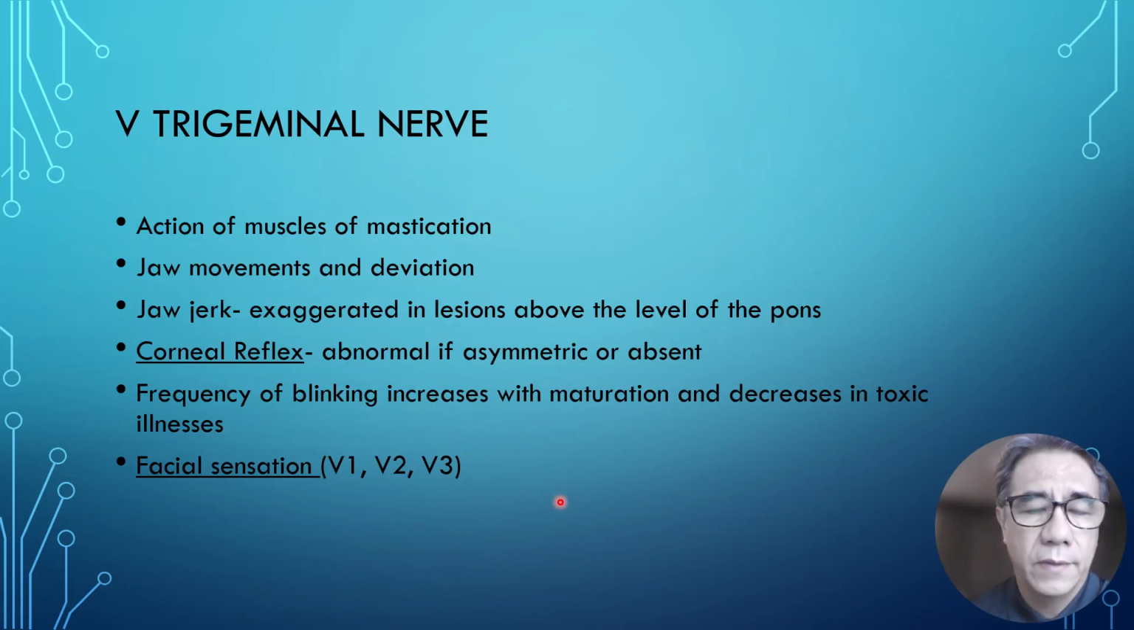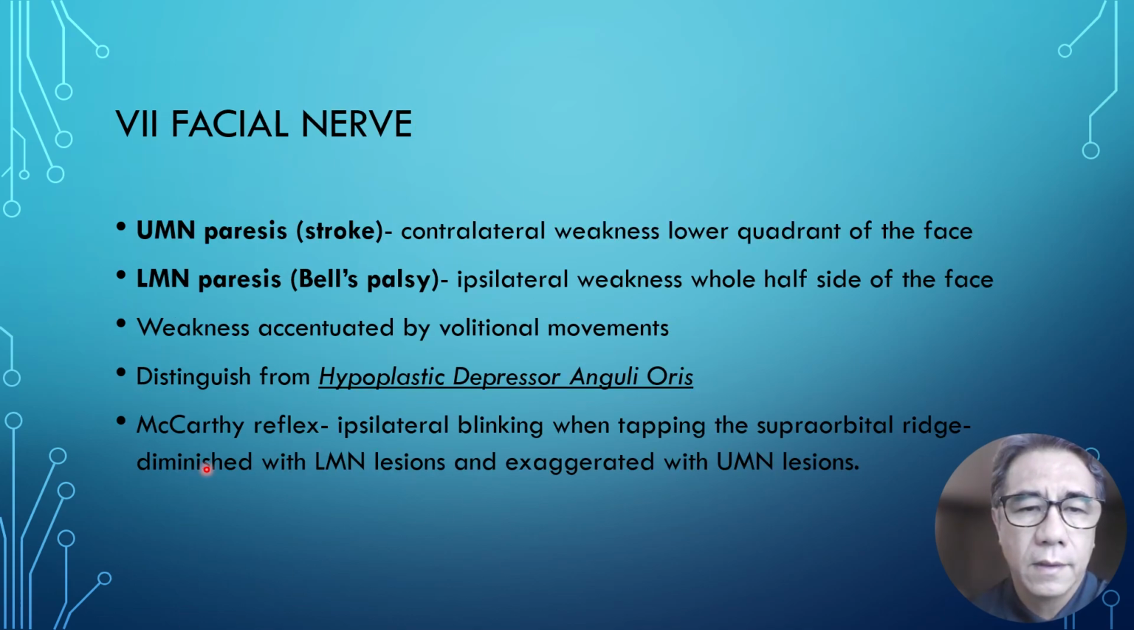The trigeminal nerve has both motor and sensory components. The motor part involves muscles of mastication, and the sensory component would be V1, V2, and V3. The facial nerve can be a little tricky when there's facial weakness, and it's sometimes difficult to differentiate as to whether this patient has a stroke or not.